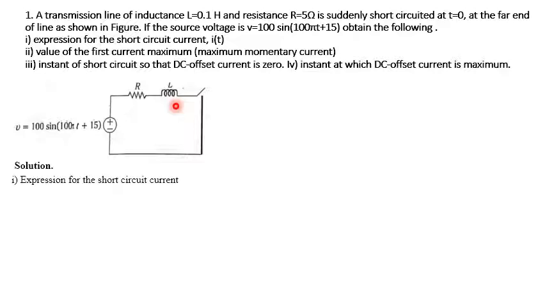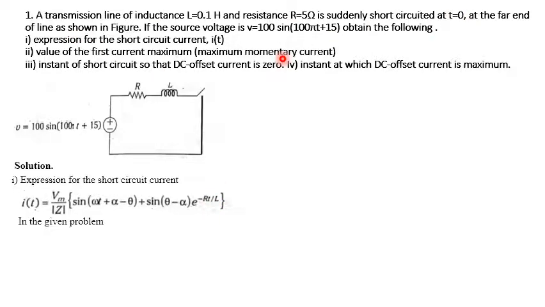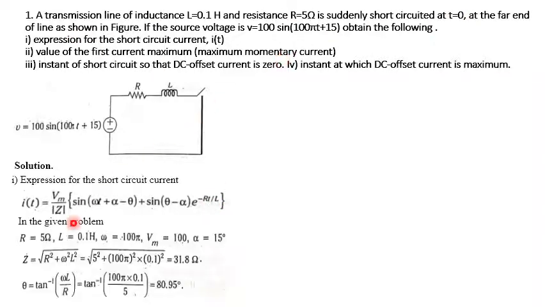First one we need to solve is the expression for the short circuit current. So we know that we have the equation i of t is equal to Vm by Z sine omega t plus alpha minus theta plus sine theta minus alpha e to the power of minus Rt by L. From the given problem, we know that R value is 5 ohm, L value is given, omega is 100 pi.